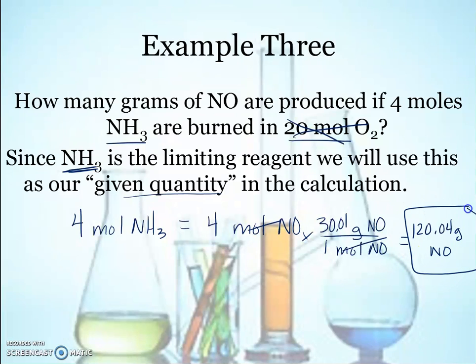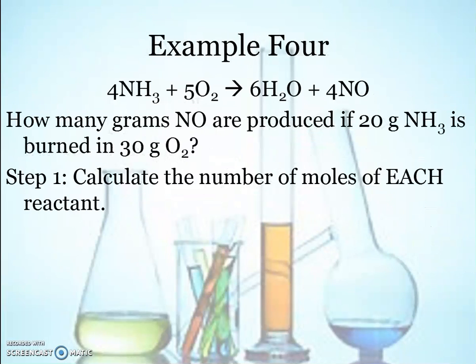Okay. So we have to figure out which one runs out first. Okay, so the question is, well, how do you know which one runs out first? Okay, well, I'm going to show you a couple different ways to do this. All right, so we've got the same equation, and it says how many grams of nitrogen monoxide, so we're looking for grams of nitrogen monoxide, are produced if we have 20 grams of NH3 and 30 grams of O2.